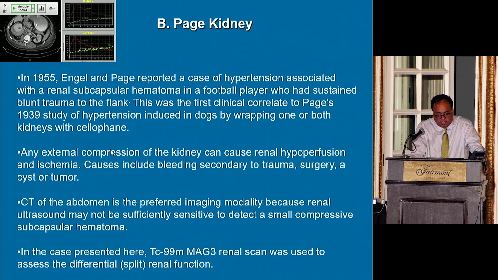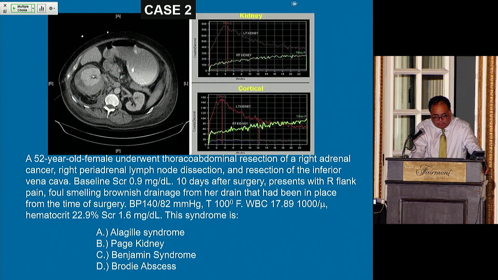And any external compression of the kidney can cause renal hypoperfusion and ischemia, which causes include bleeding secondary to trauma, surgery, a cyst, or a tumor. The preferred imaging modality is a CT of the abdomen, because the ultrasound of the kidney may not be sufficiently sensitive to detect a small subcapsular hematoma. In the case presented here, a renal scan was used to assess the differential split renal function. So you see the renal scan, and you see that the perfusion of the right kidney is markedly reduced compared to the left kidney.